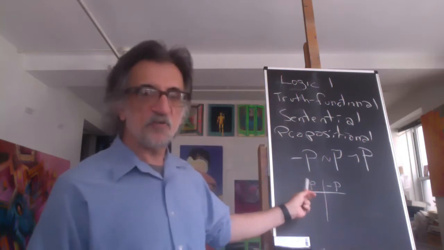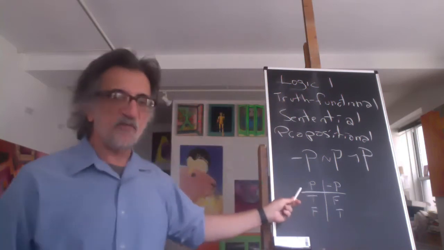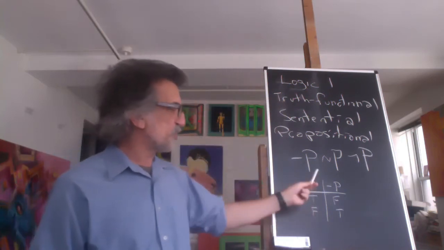We're going to set up a truth table that has P on one side, and we're going to define not P in terms of P. All right. What are the two possibilities for P?